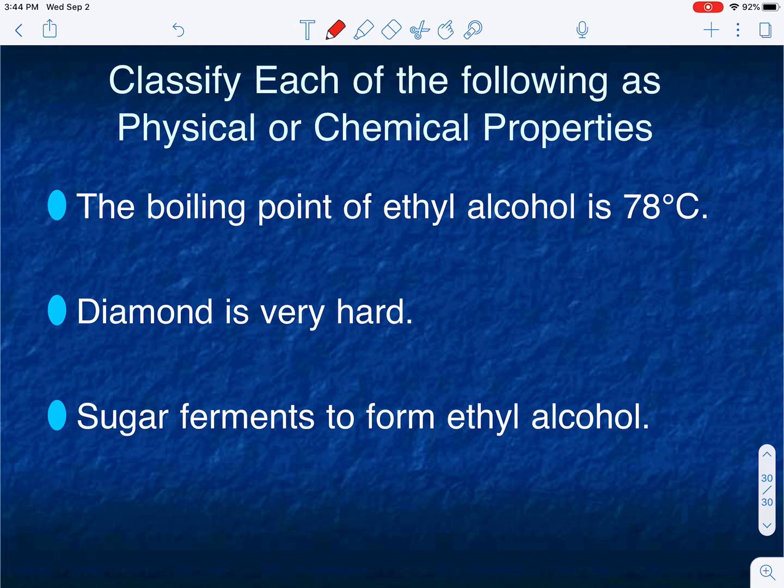Awesome. Thank you guys for doing that. So big idea, matter. Matter can be heterogeneous, meaning more than one, or homogeneous, like a pure substance, like elements or compounds. We know that they can be homogeneous mixtures, the same throughout, or heterogeneous mixtures, more than one. And we realize that these mixtures or pure substances have certain physical and chemical properties.